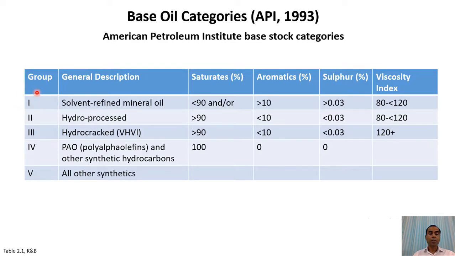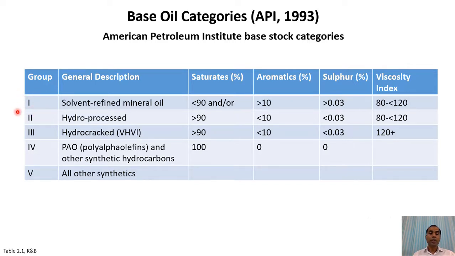The first group is solvent refined mineral oils, which have less than 90% saturates. That means the remaining are unsaturated. The aromatic percentage can be 10 or more. There is some amount of sulfur and the viscosity index is in the range of 80 to less than 120. Group 1 lubricants are basically the lubricants which have a high amount of carbon in naphthenic molecules.